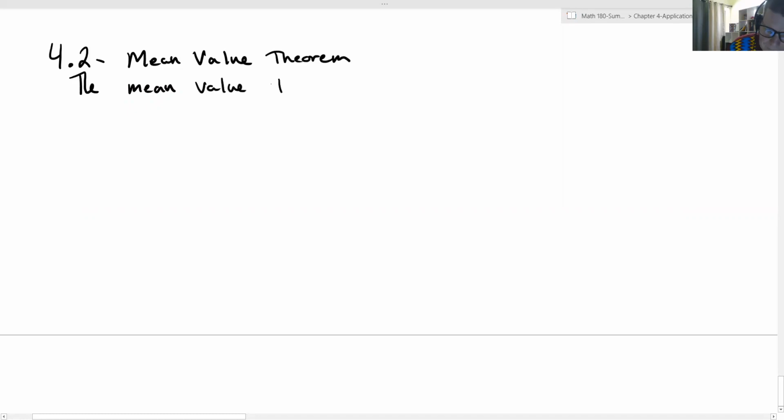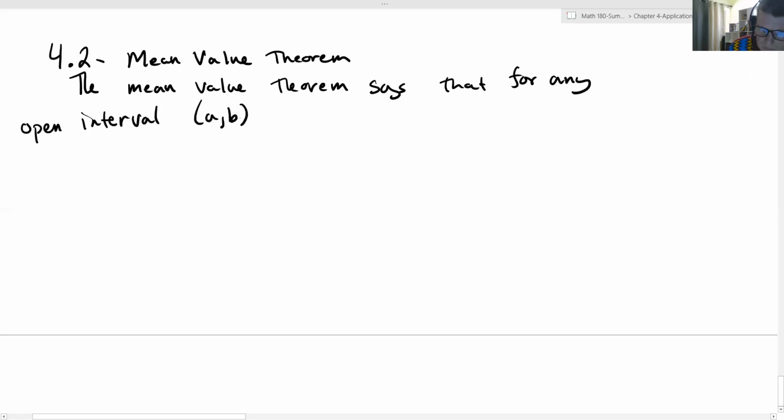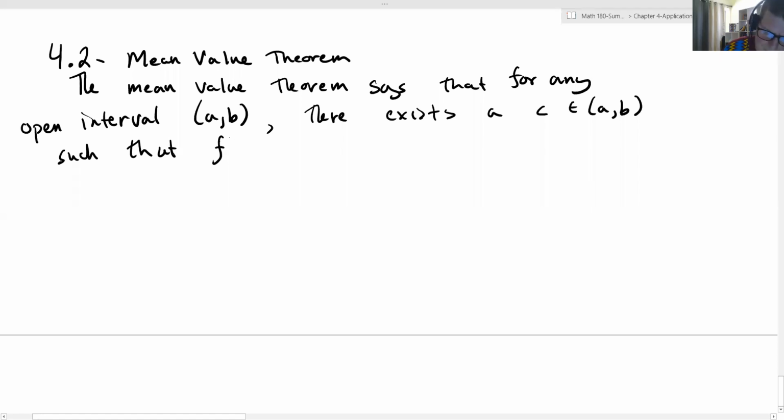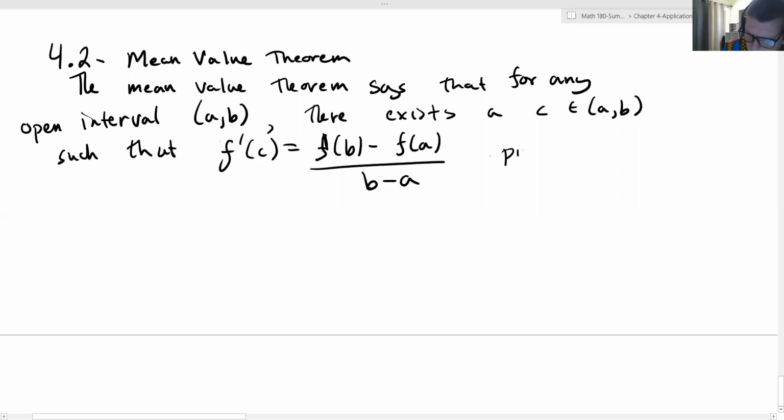The mean value theorem says that for any interval, and actually any open interval a to b, there exists a c belonging to a to b such that f prime of c is equal to f of b minus f of a over b minus a.